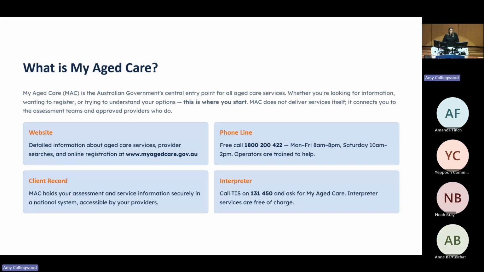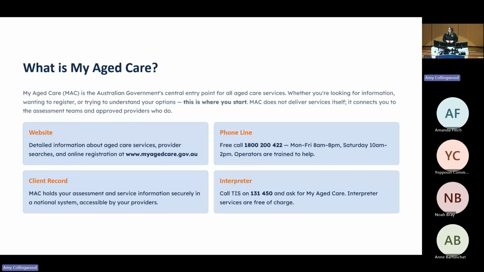There's a couple of ways you can get information from My Aged Care. They have a really good website if you are tech savvy or you have someone in your family that is tech savvy and can support you through that. There's another option if you're not great on computers or you find that overwhelming: you can actually phone them, and their phone number is right there, but we'll have that information for you later.